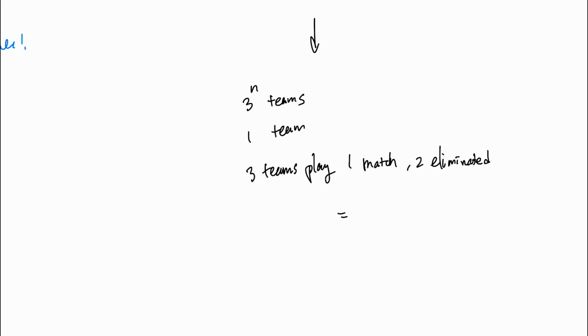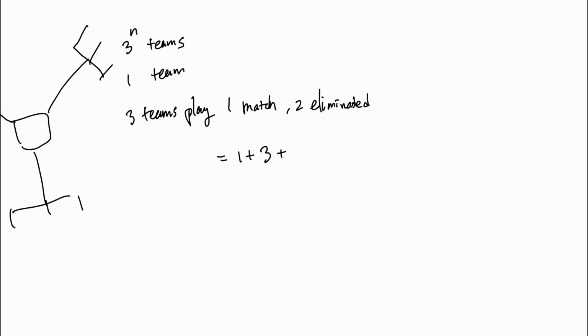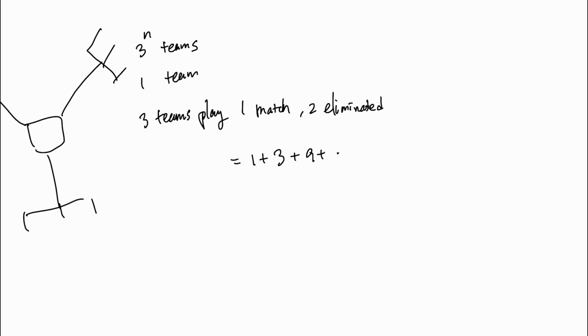The last one is going to be 3 teams playing 1 final match to find the winner. And then we have 3 matches on each of the 3, I guess, sections. It's going to look quite weird. It's going to look like this of some sort. Now, that is going to be 1 plus 3 plus 9 plus ... And this last one is going to be 3 to the n minus 1 matches.